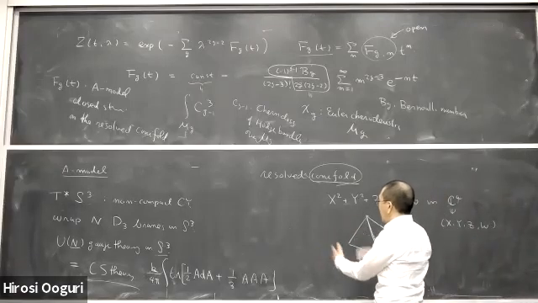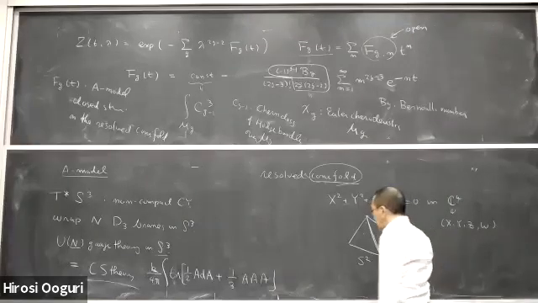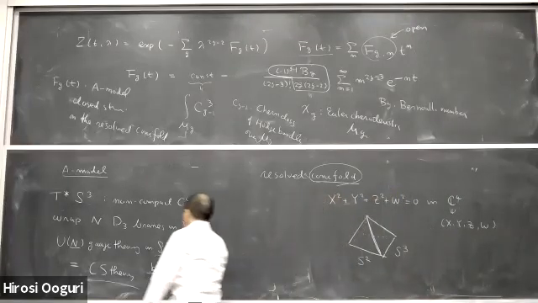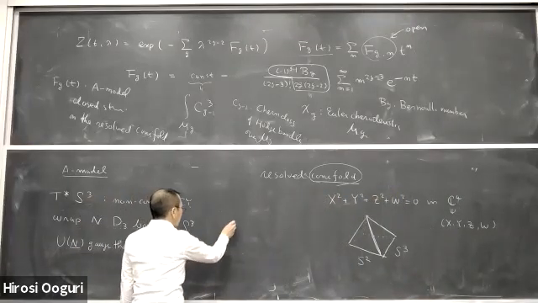So there are two ways of making this space smooth. One is to make the S3 finite.